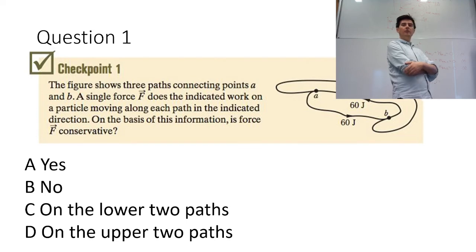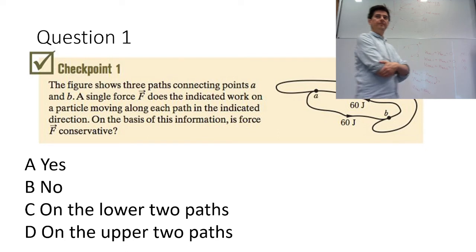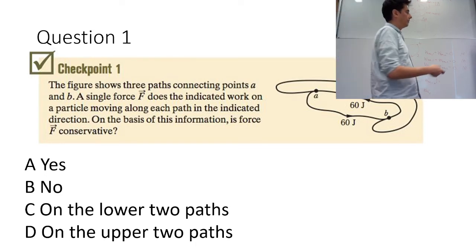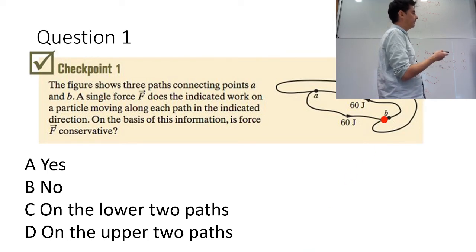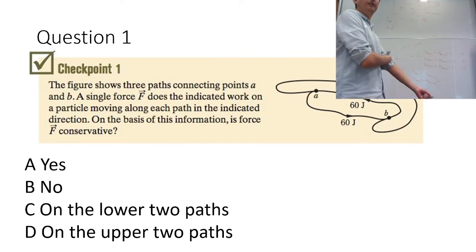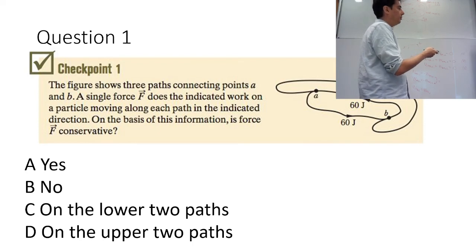Yeah. Okay. Why do you say no? For the bottom two paths, from A to B, it's 60, and from B to A, it's also 60. Yeah. So there's a loop here. So what's supposed to happen is that when you go in the loop, well, for a conservative force, that is, when you go in the loop, the total work is 0, right? That's actually true for another loop here.